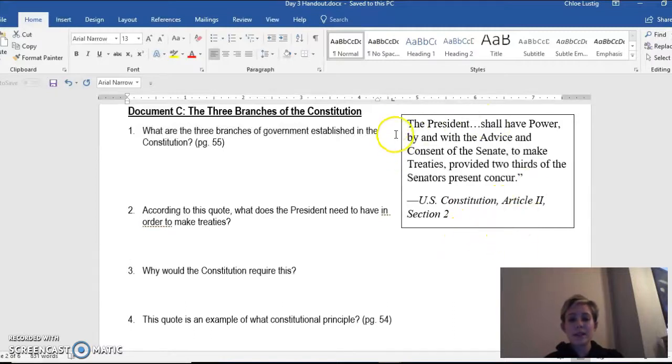So basically, it says the president has the power to make treaties as long as he has the approval of 2/3 of the Senate. So he can't just do it alone. He has to have the approval of part of Congress too. Why would the president have a check on his power? Go ahead and answer questions 1, 2, 3, and 4 using your journal for help.